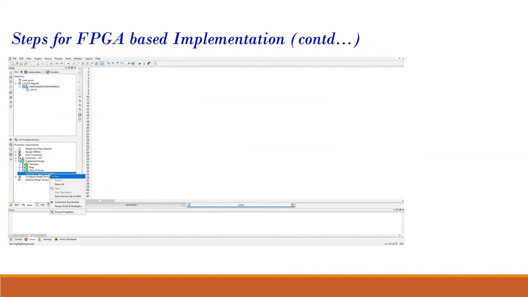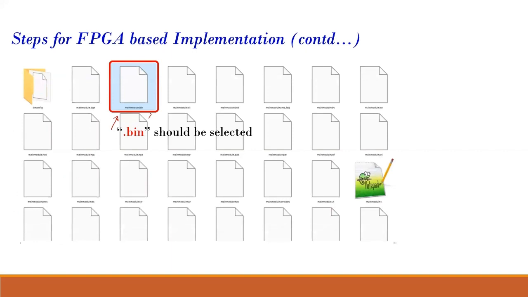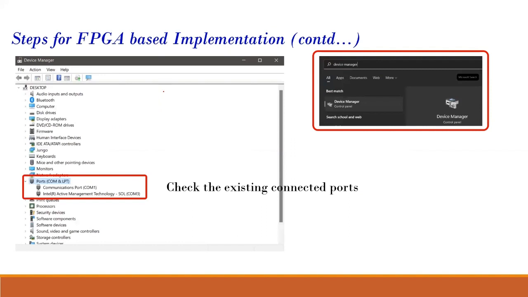Then we can run the file. Alright, and for running the file, we must also select the .bin file. Once we select the .bin file, now we want to see at which port the FPGA is actually connected. Which serial port is the FPGA connected to?